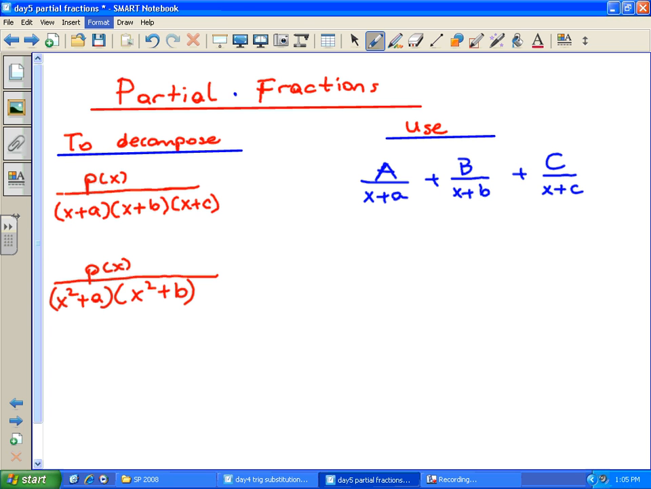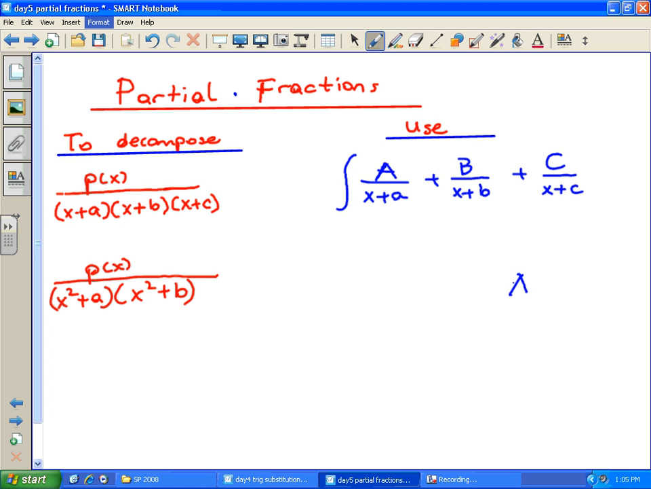Now think about what the advantage of doing this would be. It would be very difficult to integrate the first function, right? That big messy fraction. Now how would you integrate each one of those 3 little fractions that we came up with at the end? Integrate the first one, what would you have? Capital A is just a constant times, what is the integral of 1 over x plus a?